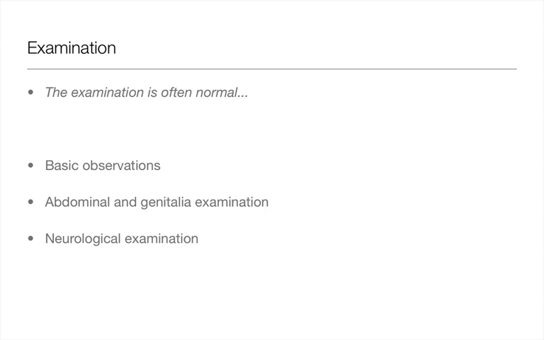Have a feel of the abdomen, as there may be suprapubic or loin tenderness, and also have a feel for any abdominal masses. It's important to examine the genitalia and the spine for congenital abnormalities, and also to do a neuro exam because there may be evidence of a neuropathic bladder.